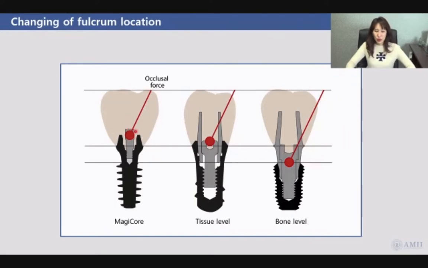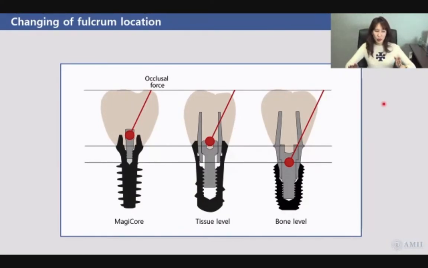So that is why this is another advantage of the magic core, I want to say, because we changed the location of fulcrum. Và với magic core thì chúng ta đã đẩy cái điểm đặt lực lên cao và cái cánh tay đòn nó sẽ ngắn nhất. So we can use a lot smaller size screw. Do đó mà chúng ta có thể sử dụng cái vít kích thước nhỏ hơn.